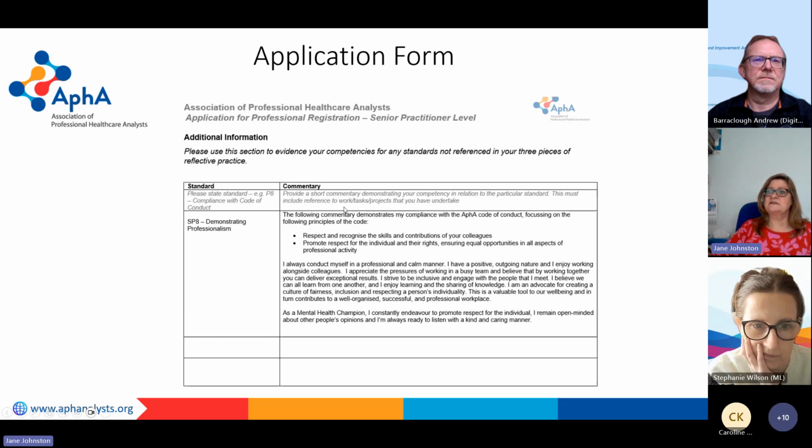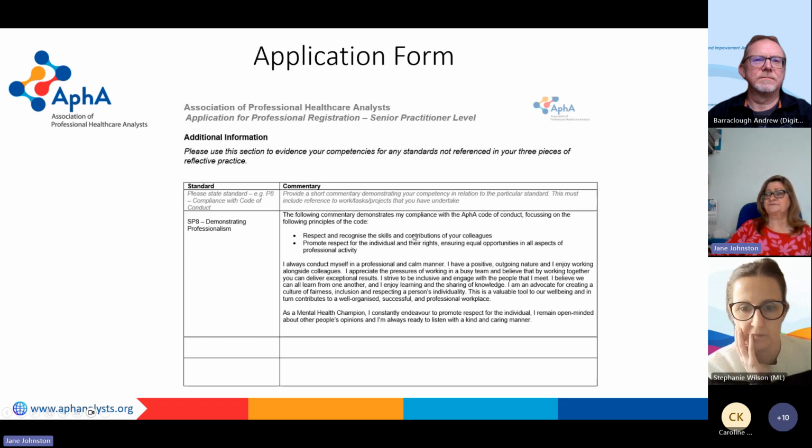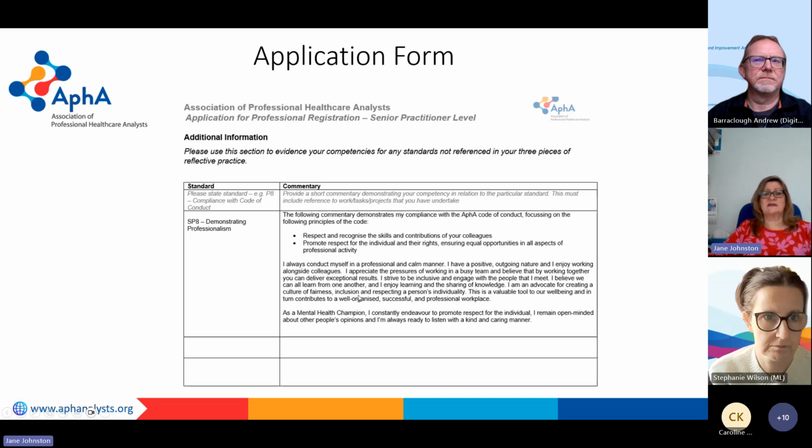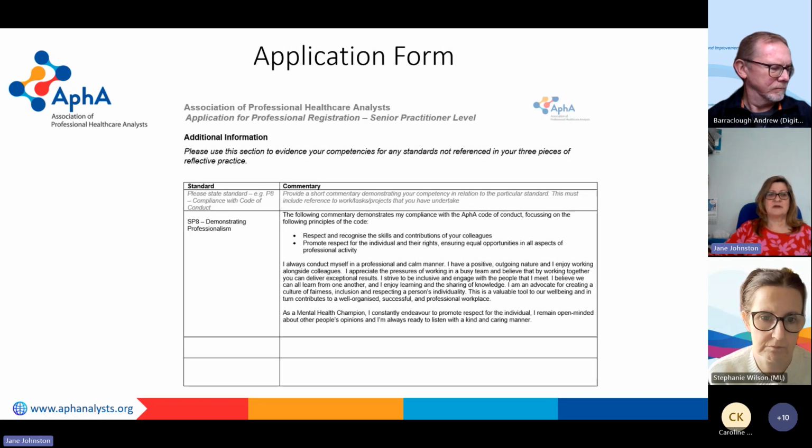So the standard here asks you to provide a short commentary demonstrating competency in relation to the standard, including reference, etc., demonstrating professionalism. They would be putting something in the reflective practice and then just fluffed it out a bit here on the application form. So you can see it's not a lot. We're not looking for reams and reams. Your reflective practice tells us a lot. The evidence tells us a lot. This is just padding out your response.